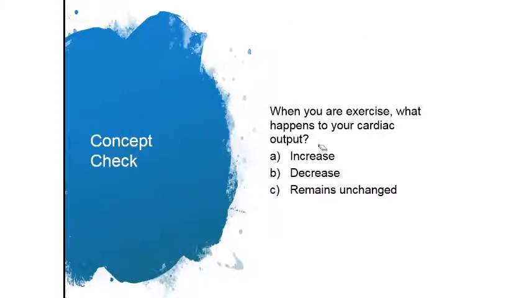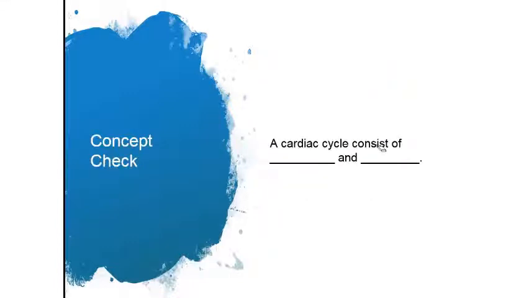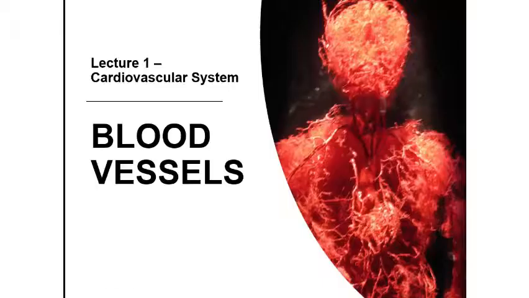When you exercise, what happens to your cardiac output? Well, if you're exercising, you should increase your heart rate, and as a result, you would increase your cardiac output as well. A cardiac cycle consists of systole, which is the contraction when the chamber is emptying, and diastole, which is when the chambers are relaxing and they're filling up.